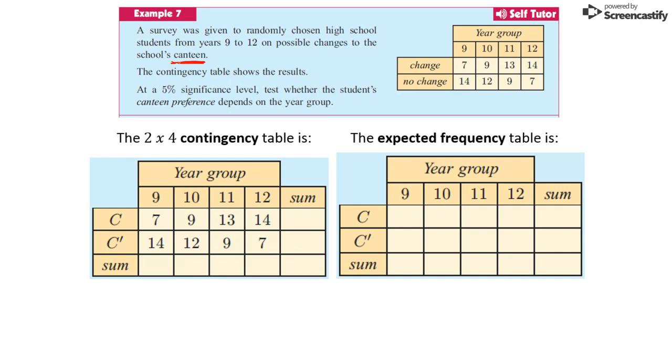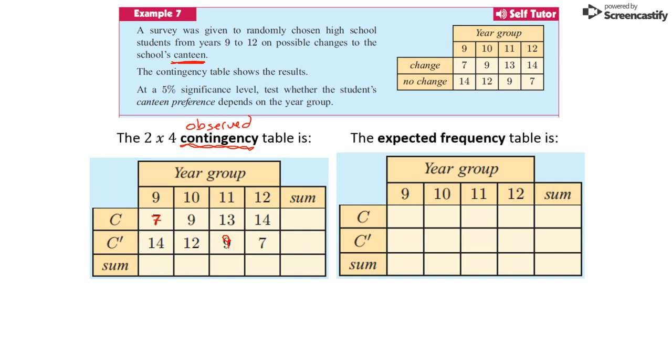So the first thing you'll notice is a 2x4 contingency table. That is the observed table. This is the results of the survey, collected, recorded and tallied up into, for example, freshmen who want canteen changes. So there are 7 freshmen who wanted changes to the canteen. There are nine juniors who don't want changes to the canteen.